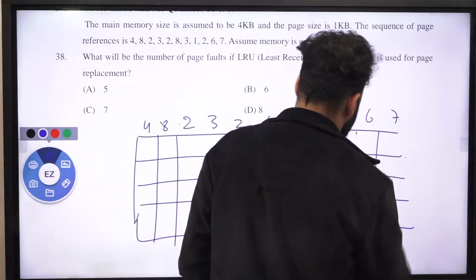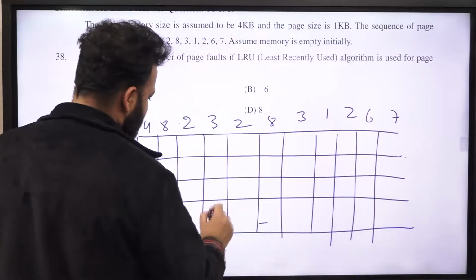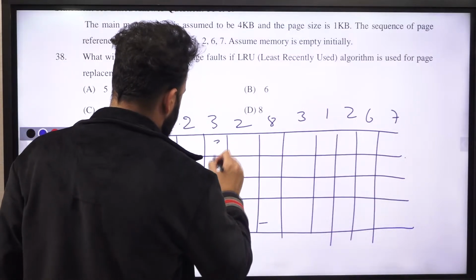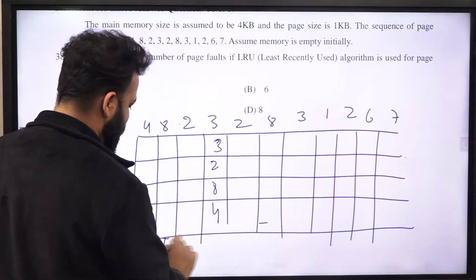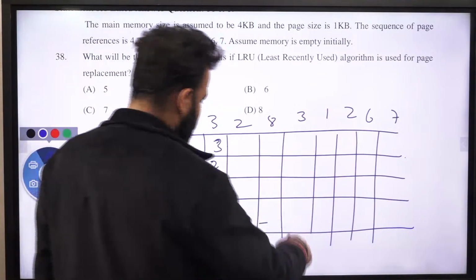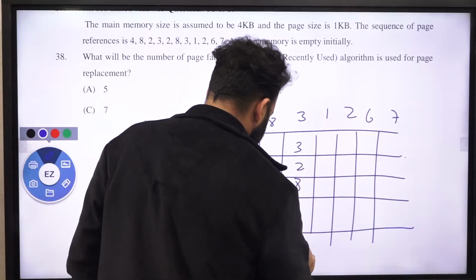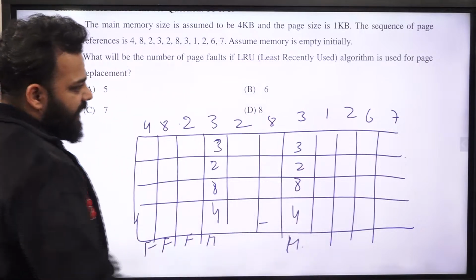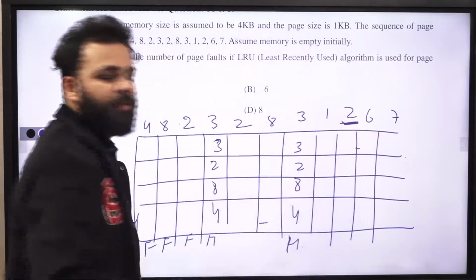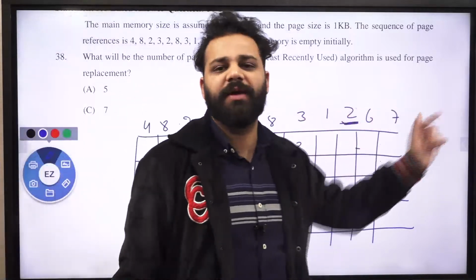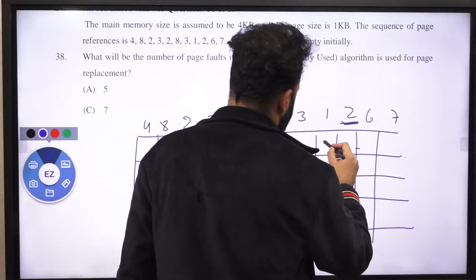4 8 2 3 2 8 3 1 2 7. So again, first 4 will be there, then 4 8 3 2 3. So page fault, page fault, page fault, page fault. These will be hits till now. So again, when we replace, we will see that 2 is being used here. After that, nobody is being used. So apart from 2, you can replace anything. Let's say I replace 1.